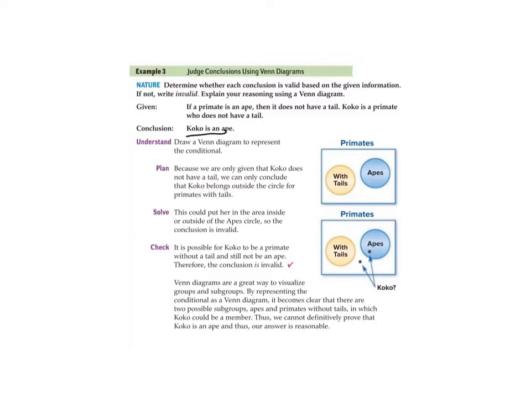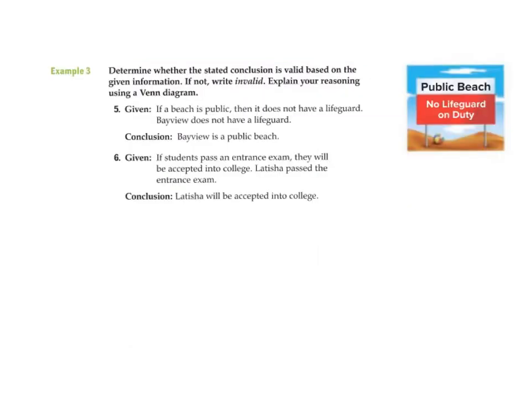Okay, so keep it simple. You've got primates that are apes and primates that are with tails. Well, we know that Coco is an ape, so it must go in this little box because she's got no tails. All right, so make things as simple as you can as far as Venn diagrams are concerned. All right, so let's have a look at number 5.